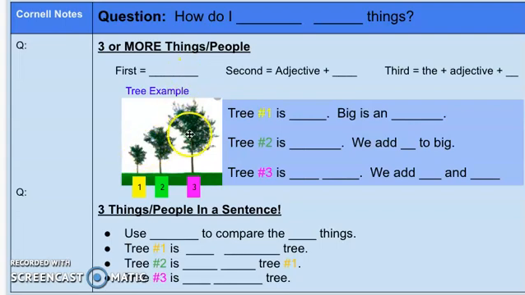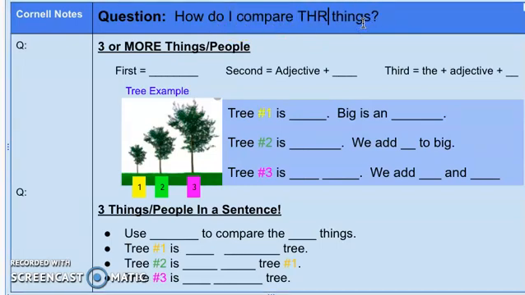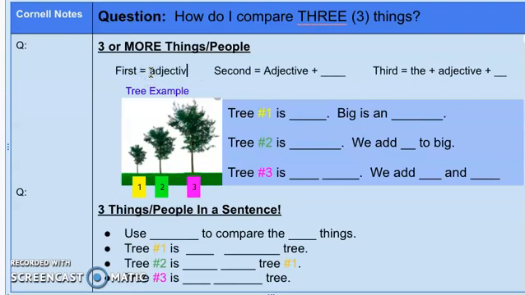Now we have 3 trees. So the question is, how do I compare 3 things? Okay, it's different. So 3 or more people or things. The first is the same. The first, we need to think of an adjective, like big. Big is an adjective. The second word is the same. We have an adjective plus ER, like bigger.